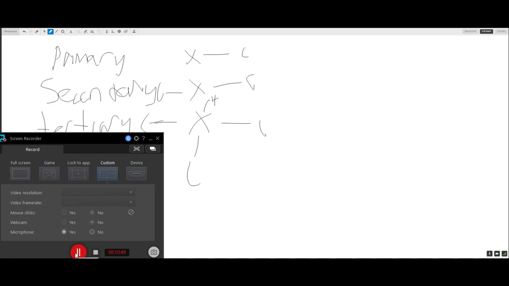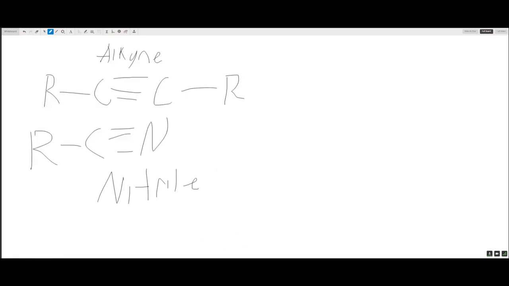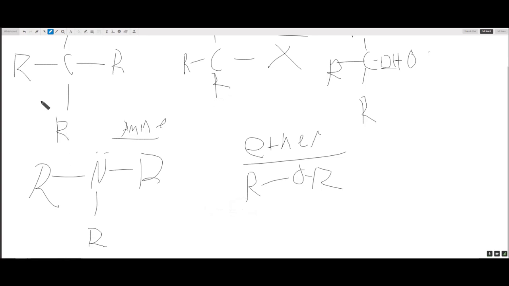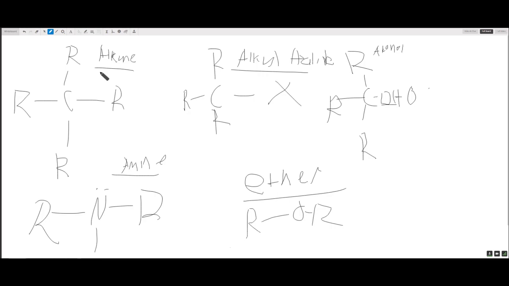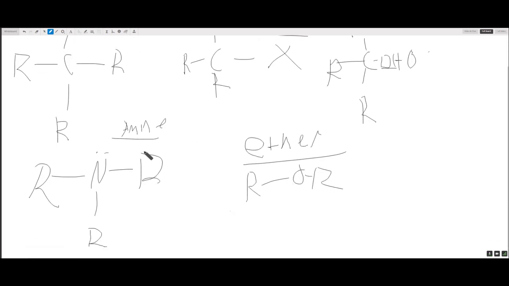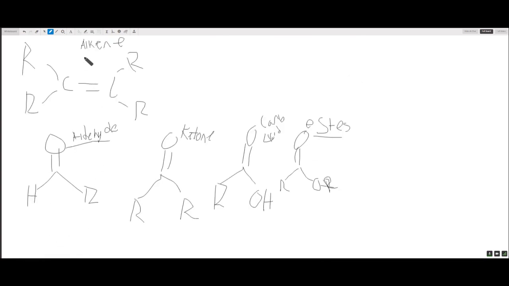So that's how these are the functional groups, and that's an easy way to group them and memorize them. You memorize them as you memorize the alkanes. You memorize alkane, alkyl halide, alcohol, amine, ether. All of these are single bonds. You memorize alkene, aldehyde, ketone, carboxylic acid, and ester.